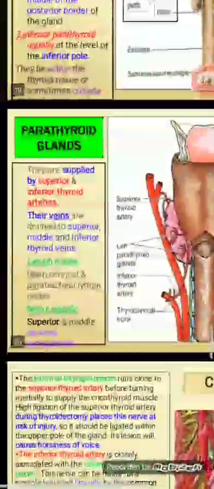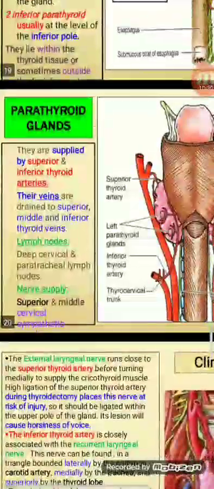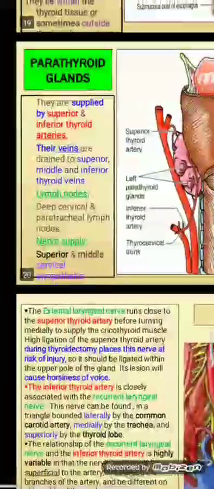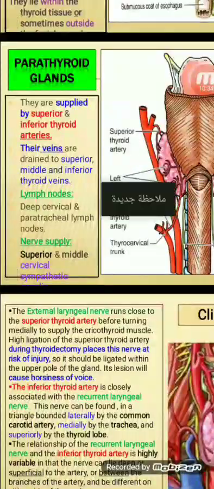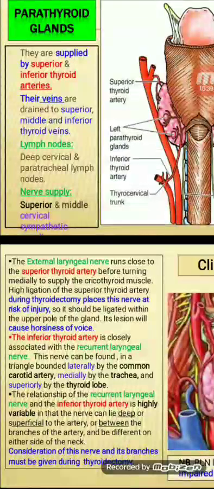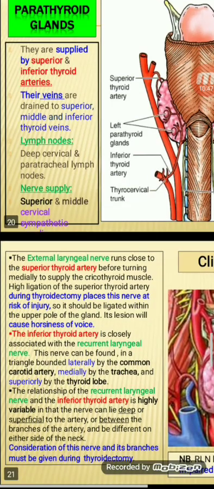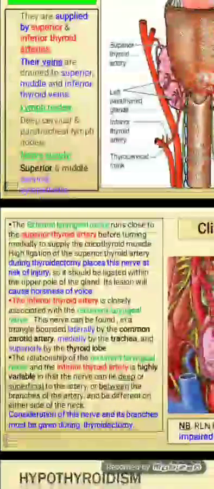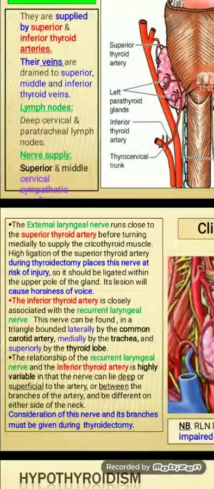The parathyroid glands, as you can see, are supplied by the superior and inferior thyroid arteries. The veins drain to the superior, middle, and inferior thyroid veins, and the lymph drains to the deep cervical and paratracheal lymph nodes. The nerve supply is from the superior and middle cervical sympathetic.